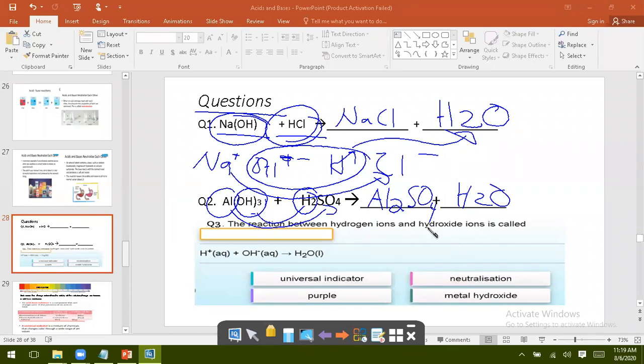Before I go, the last question: the reaction between hydrogen ion and hydroxide ion is called neutralization. Hopefully in our next lesson, we'll go through the pH scale.